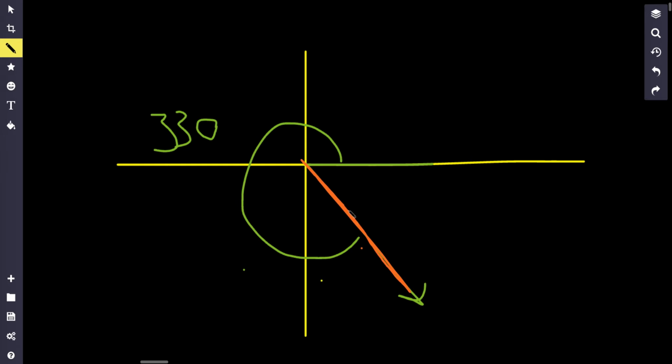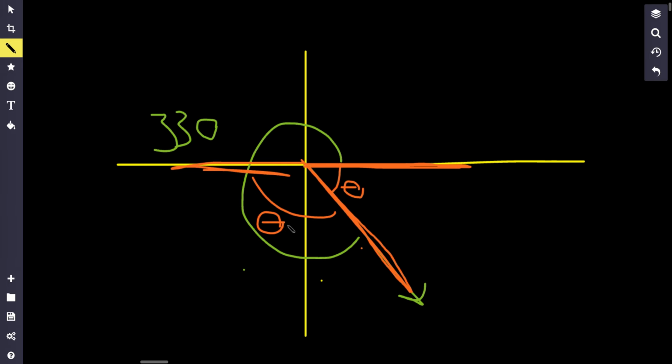This is my terminal side right over here. If I use this side of the x-axis to create my reference angle, that's obviously bigger than 90 degrees, so I can't use this side. That means I have to use this other side of the x-axis. If I used the other side, the angle would be much greater than 90 degrees, so it can't be the reference angle. The reference angle would have to be this angle right over here.